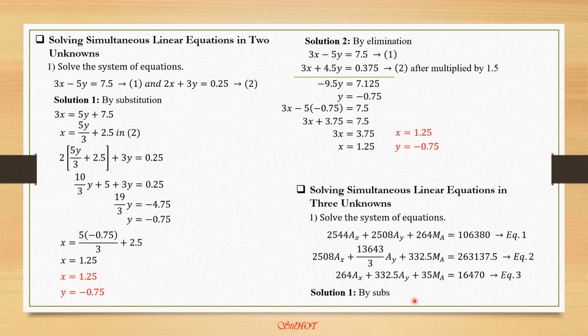So the first solution is by substitution. So we simplify the first equation. We express ax in terms of ay and ma. Same is true with the third equation. It's easier to express ax in terms of ay and ma. Then we substitute this into equation 2 so that we'll have ay and ma as the unknowns.